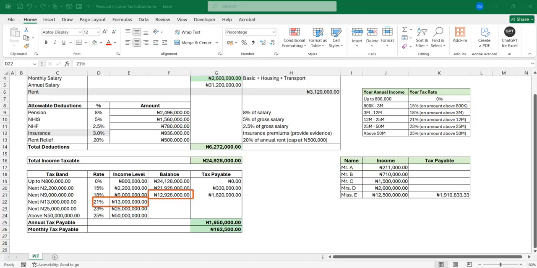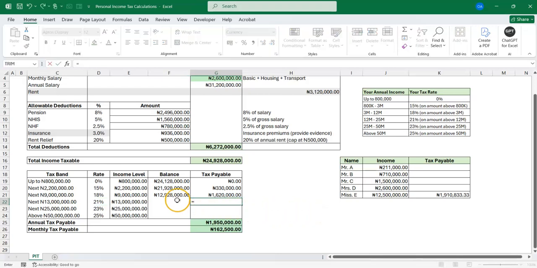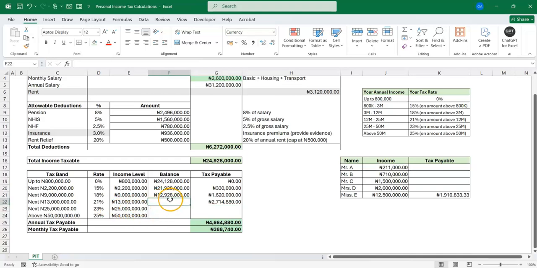So 30 million. And we know that 12 million is less than 30 million. So we are going to charge 21% on 12 million on this balance and not on this balance. So let's just compute for that. So we come here to say equals to this amount times 21%, and then we have it. So if we less it, we know that we cannot less this again because we are going to get a negative value.